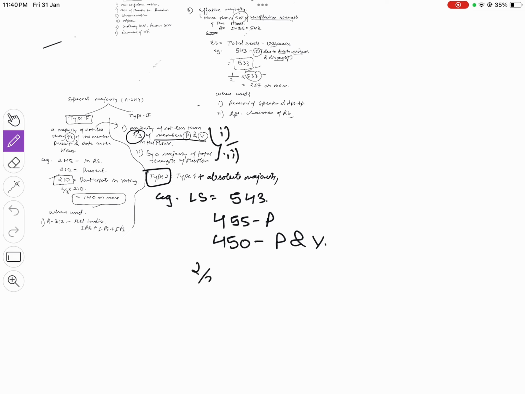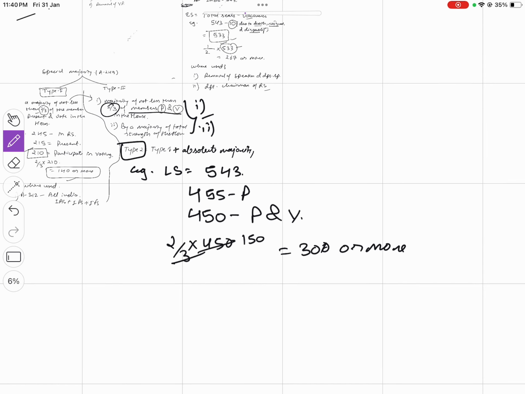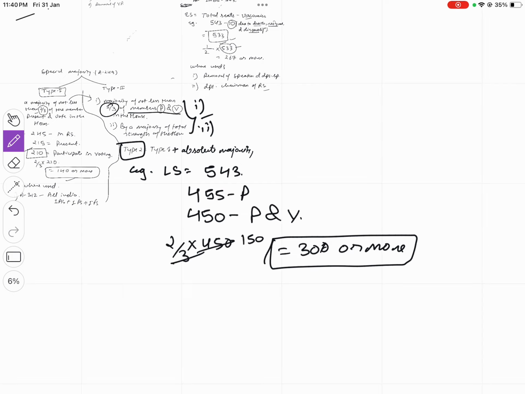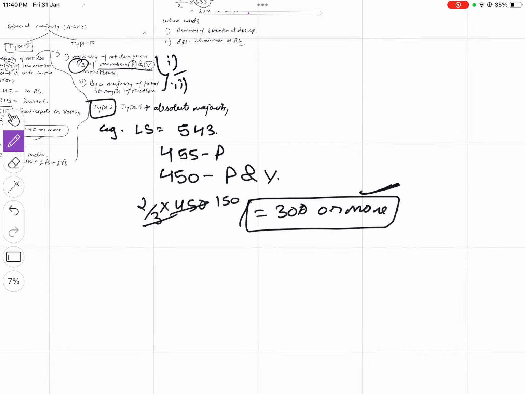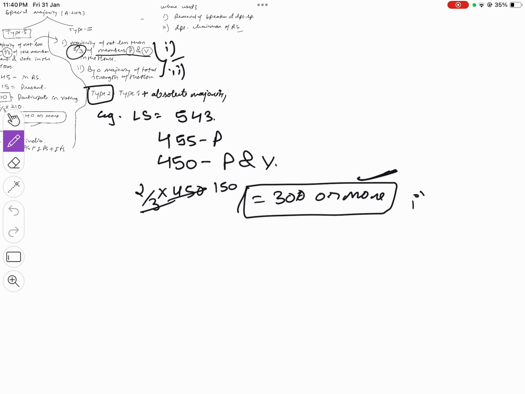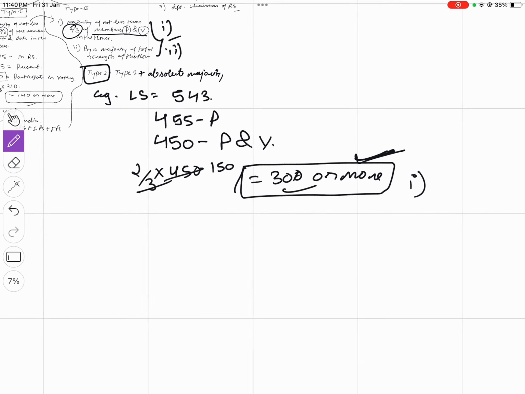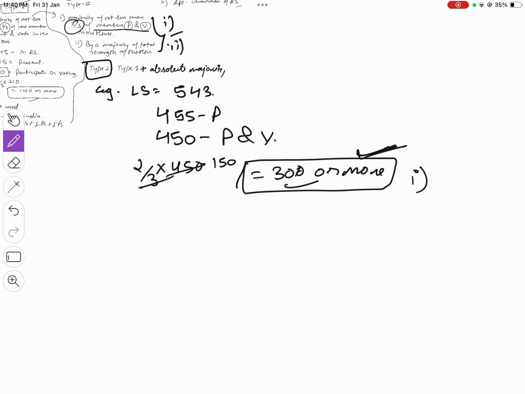So find out 2/3 of 450. The number will come to 300, 300 or more. This number 300 or more is needed to fulfill type 1 majority. If 300 people vote in favor of you, then the bill is recognized as passed. 300 or more.